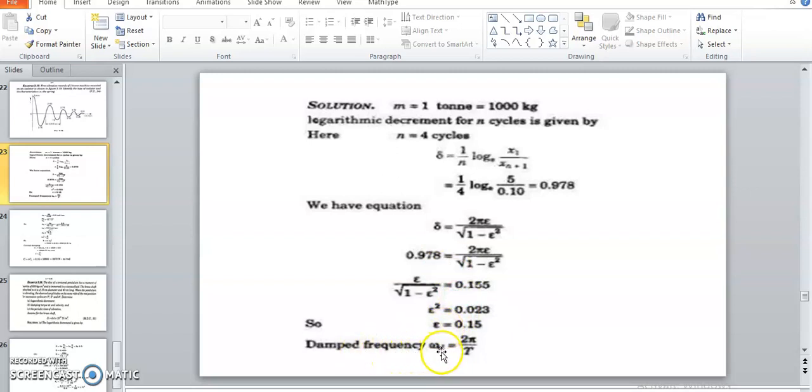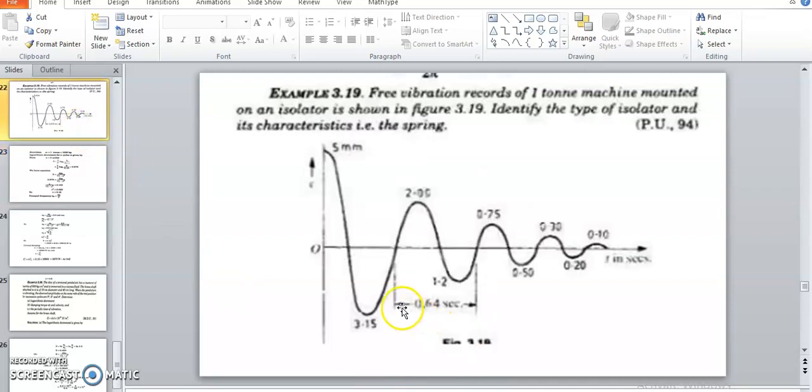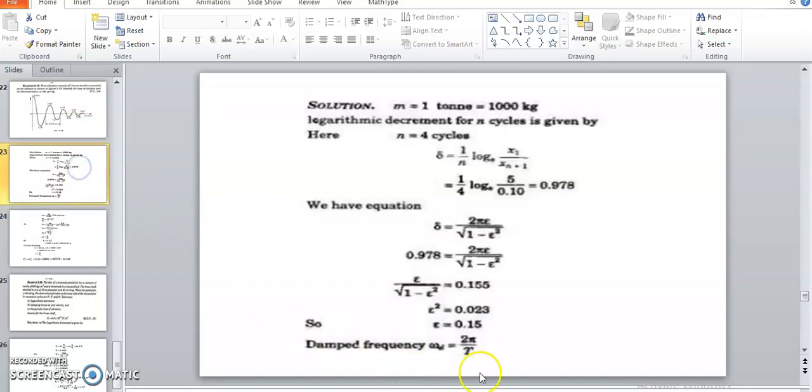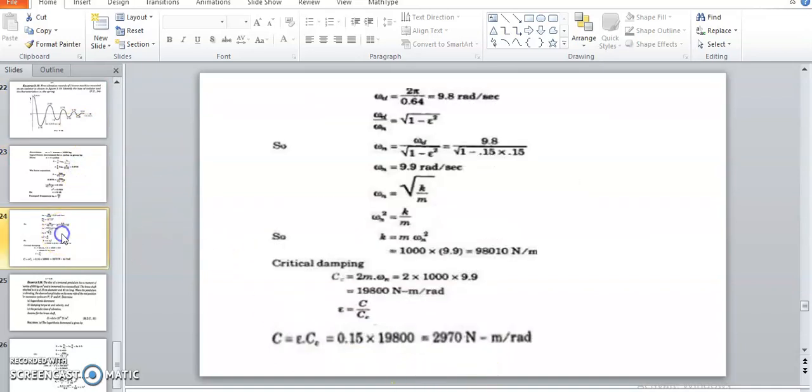Put this into the formula, and you can again find the zeta value. With the zeta value you can find the damped natural frequency, which is 2 pi by T. T is the time period, which is given on this diagram as 0.64 second. So put this T value and you can find the damped natural frequency.